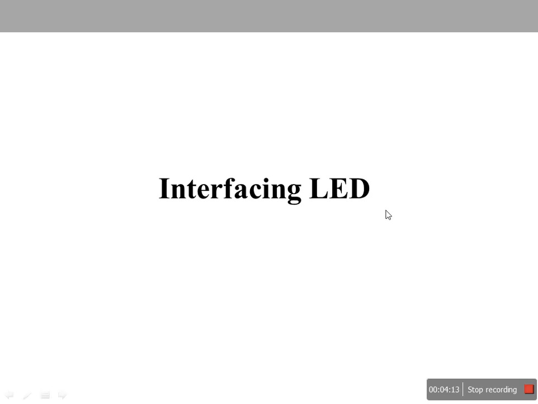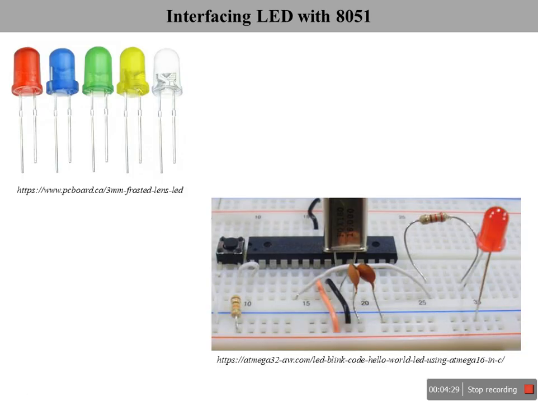Here I have chosen one input device and one output device to connect to an 8051. First, let us discuss how we can interface an LED, which is an output device, to 8051. Now these are the practically available LEDs. LEDs are almost similar to our diode. Each LED has two terminals: the anode, which is a little bigger, and the cathode, which is smaller.